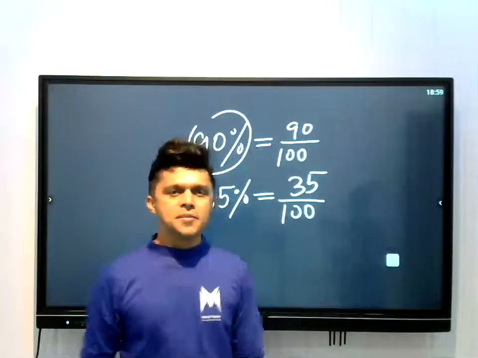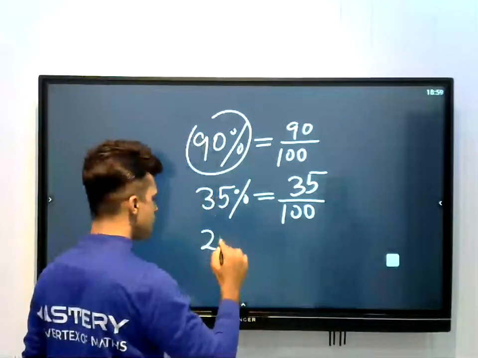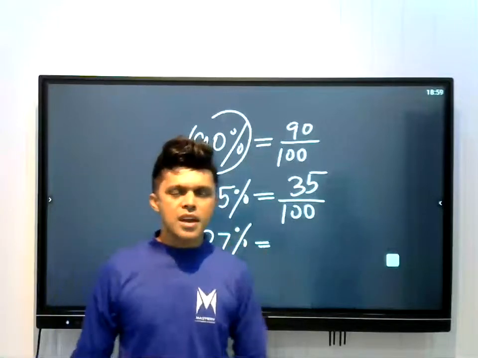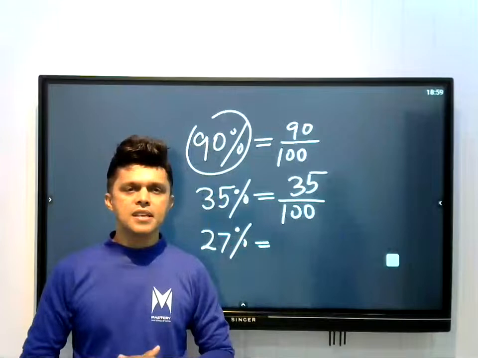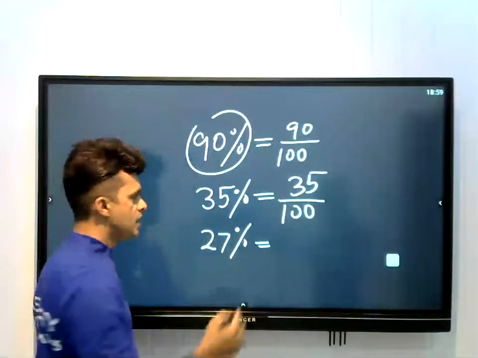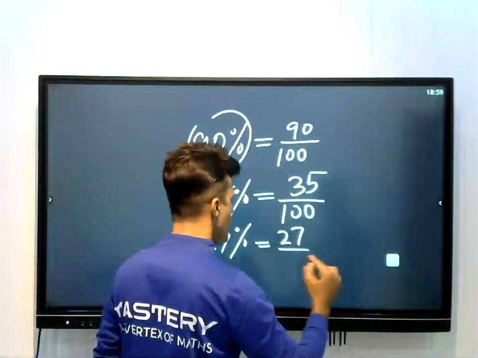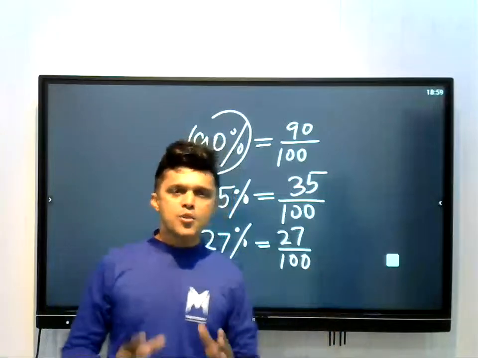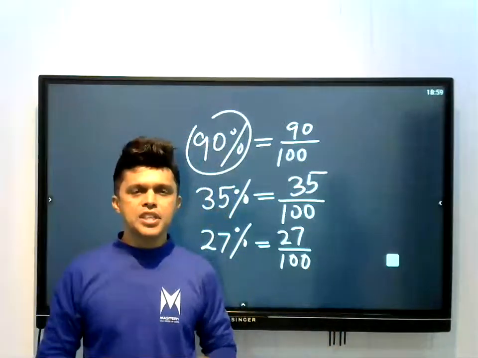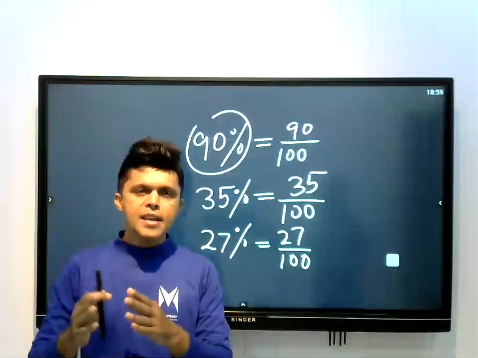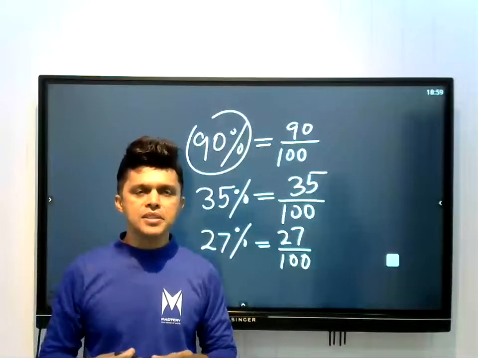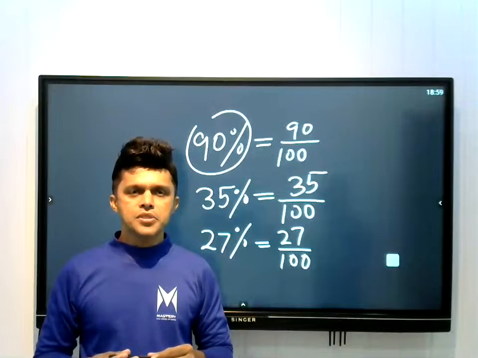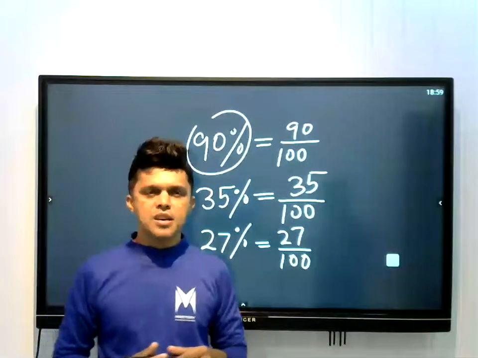This one, 27%. How can you write this 27% as a fraction? Yes, 27 over 100. Which means you can write a given percentage as a fraction. Any given percentage can be written as a fraction. Okay?